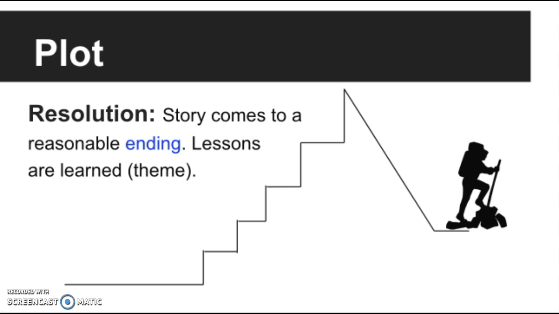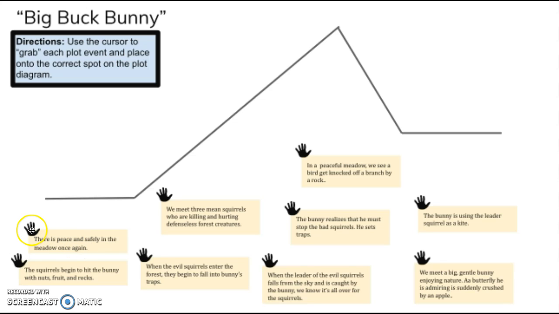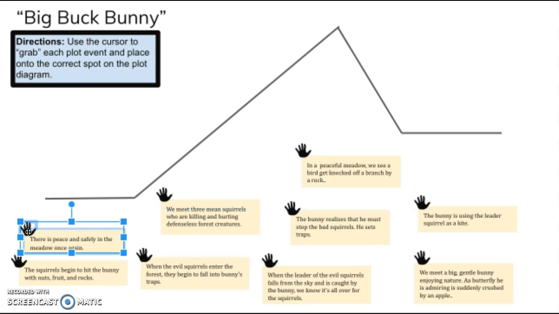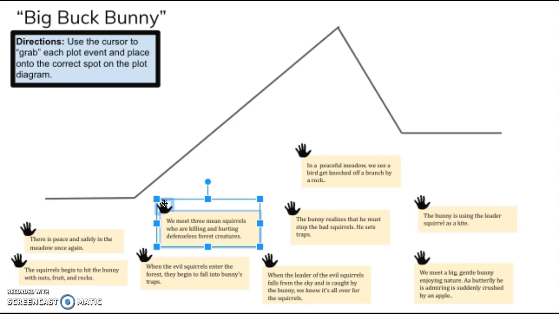Now, what I'd like you to do is watch this video. It's called Big Buck Bunny, and it has all the different parts of plot that we've talked about. Now, after you're done watching the video, I want you to try to place these elements on the plot diagram. Okay, so you can grab them right by the hand and just place them wherever. Okay, and then I want you to compare with your neighbor to see if you got the same things.